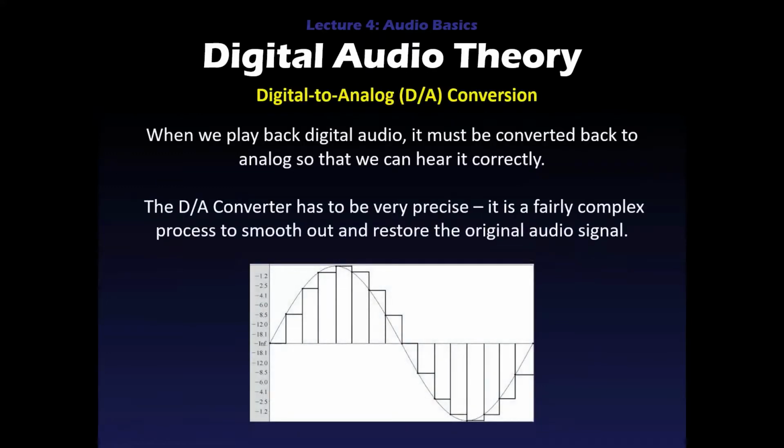Okay, so now our ears are about to hear this, and so we're going to play it back and convert it to analog. This digital to analog conversion is known as a DA converter. Oftentimes, it's just a single circuit in an audio interface. It has to be very precise. And once again, there's a process to smooth out and restore the original audio signal. Again, it's beyond the scope of this introductory course.